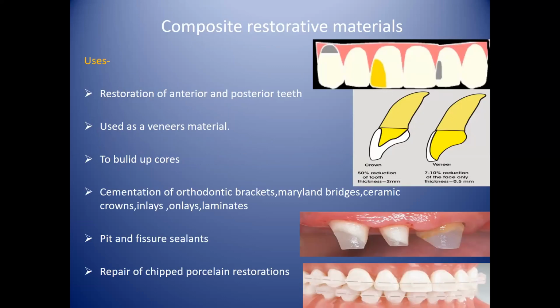Composite restorative material may be used as an anterior aesthetic restorative material, and it can also be used posteriorly for restorative purposes. It is used as a veneer material. A complete veneering can be done with direct composite or indirect composites. It is used for buildups, cementation of orthodontic brackets, Maryland bridges, ceramic crowns, inlays, onlays, and laminates. It can be used as a pit and fissure sealant, and also for repair of chipped porcelain restoration.